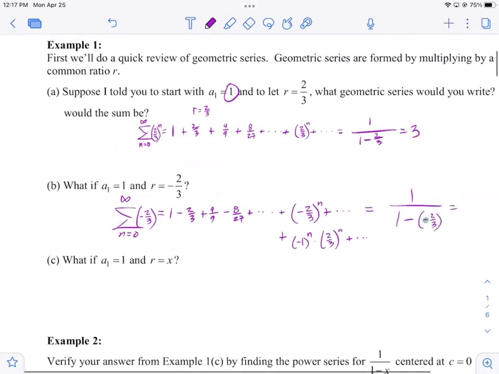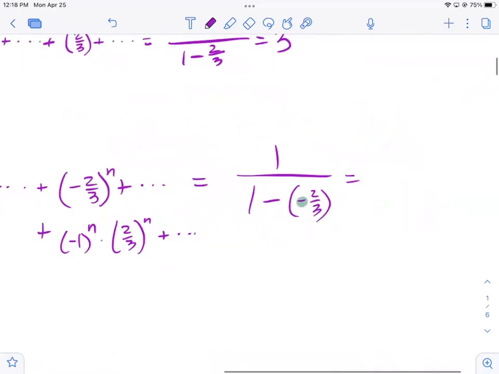If you wanted to see if this converged absolutely, you would go back to A and say, hey, this guy without the alternator looks like that, and that guy converges by the geometric series test. Therefore, B converges absolutely. Okay, the alternating series test is not a test for absolute convergence. Okay, the ratio test is.